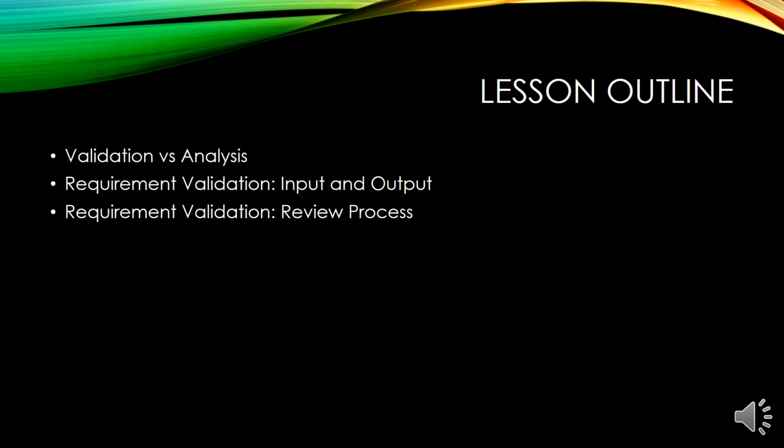As for today's lesson outline, we are going to cover 3 major topics. First is validation against analysis. We will see the difference between analysis and validation by looking at the process execution and also the main question related to validation and analysis. Then we look into requirement validation from the perspective of input and output, and finally the major topic is how we do the review process for requirement validation.